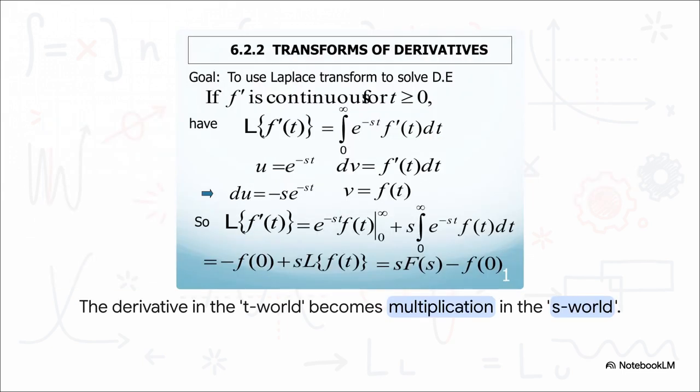And this brings us to the grand finale. The transform of a derivative, that messy calculus operation, becomes simple multiplication and subtraction in the S world. It's just s times F(s) minus the initial condition. We literally just turned calculus into algebra. That is the magic right there. This is why it's such a secret weapon in things like control systems and circuit analysis.